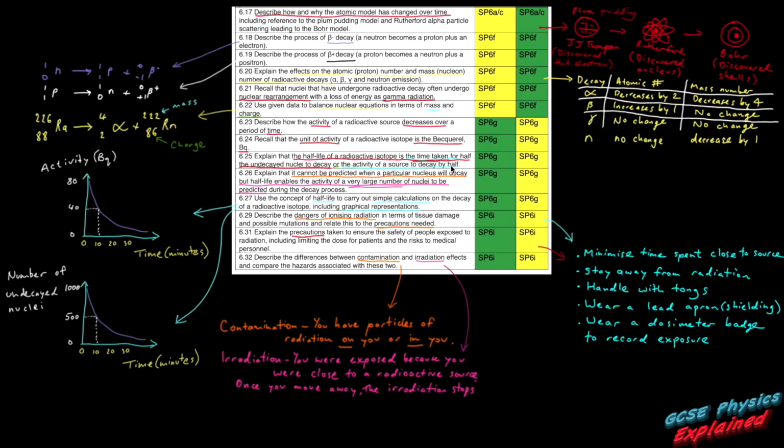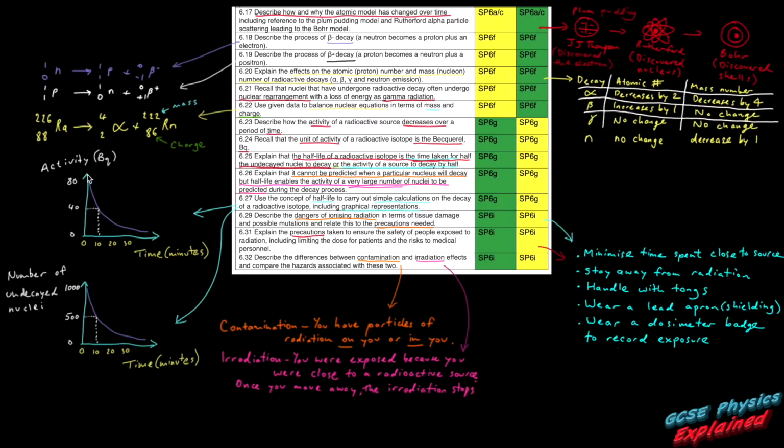Well, a nice little video all to do with half-life if you don't really know what's going on with half-life. Explain that it cannot be predicted when a particular nucleus will decay, but half-life enables the activity of a very large number of nuclei to be predicted. Use the concept of half-life to carry out simple calculations on the decay of a radioactive isotope, including graphical representations. If you don't know what that means, you'd better check out my video, as I've just said.